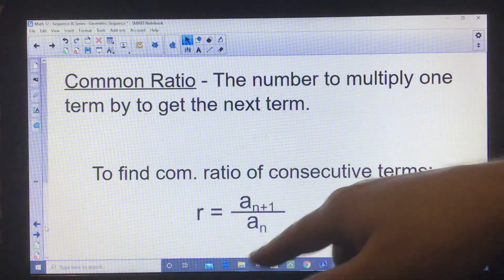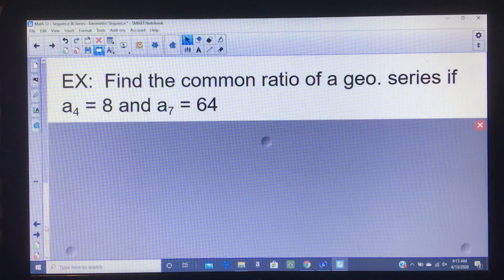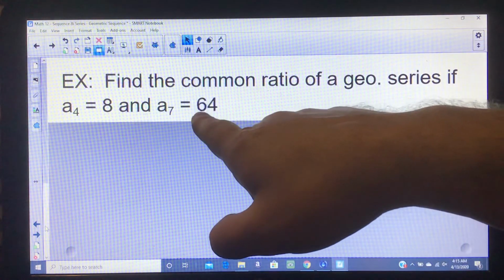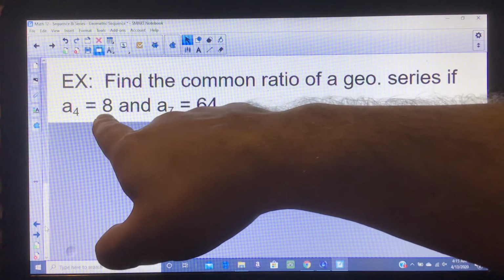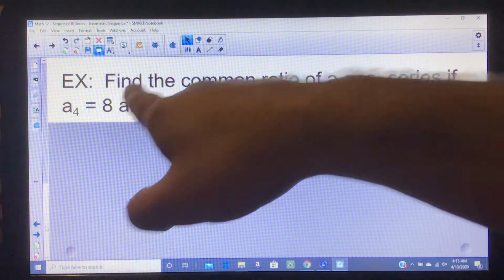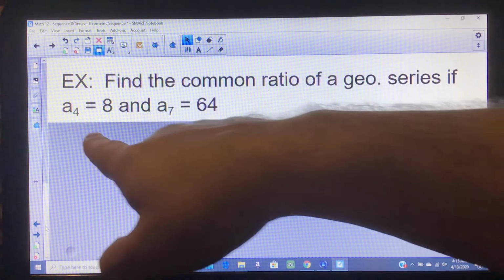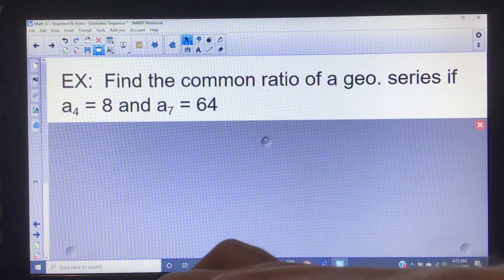Now, that's the simpler version of the formula. We run into the issue like we did last time: what if the terms aren't next to each other? So say I wanted to find the common ratio, but the two terms weren't back to back. Unfortunately, I can't just take this and divide this, because 64 divided by 8 would give me 8. But the problem is it needs to get from 8 to 64, and I need to do it over 3 terms. So I'm going to share a more general formula with you.